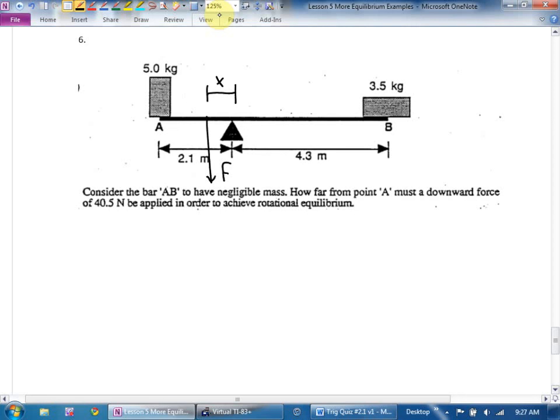By the way, if I guessed wrong, if I'd put it to the right of the pivot, I would know, because when I tried to crunch the numbers, I'd get a negative distance, and that would say, you've goofed. Start over. Other side. Now, I think this is almost similar, maybe even a little bit easier, to the previous question. We're going to find a distance. What are the forces acting on this beam? Get the obvious ones.